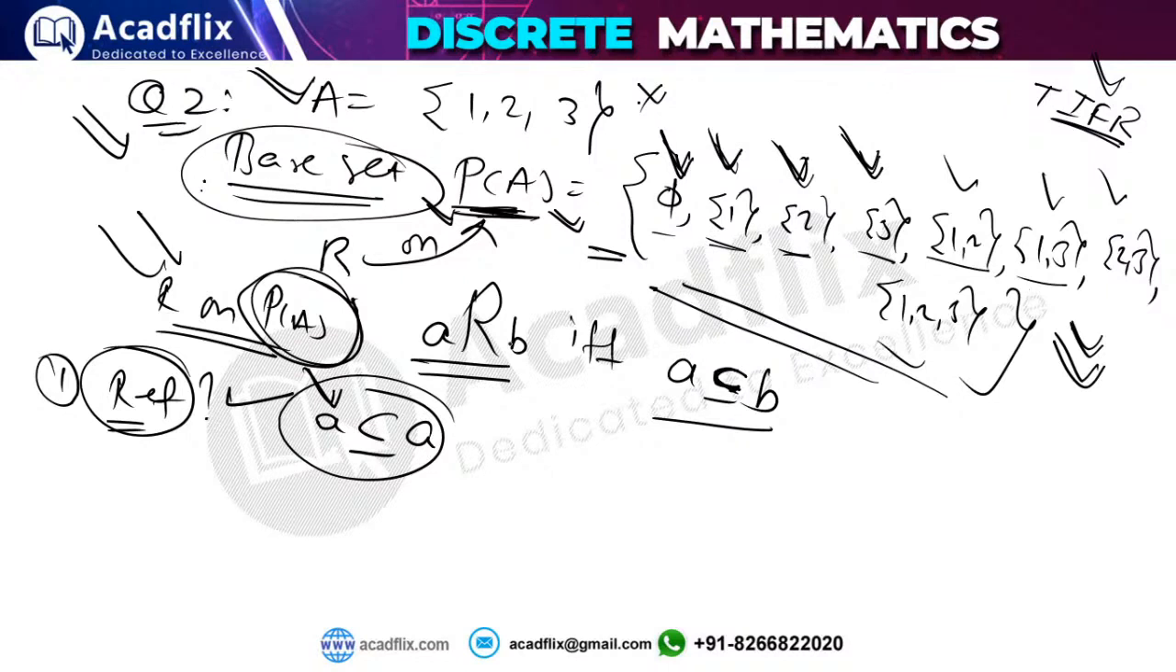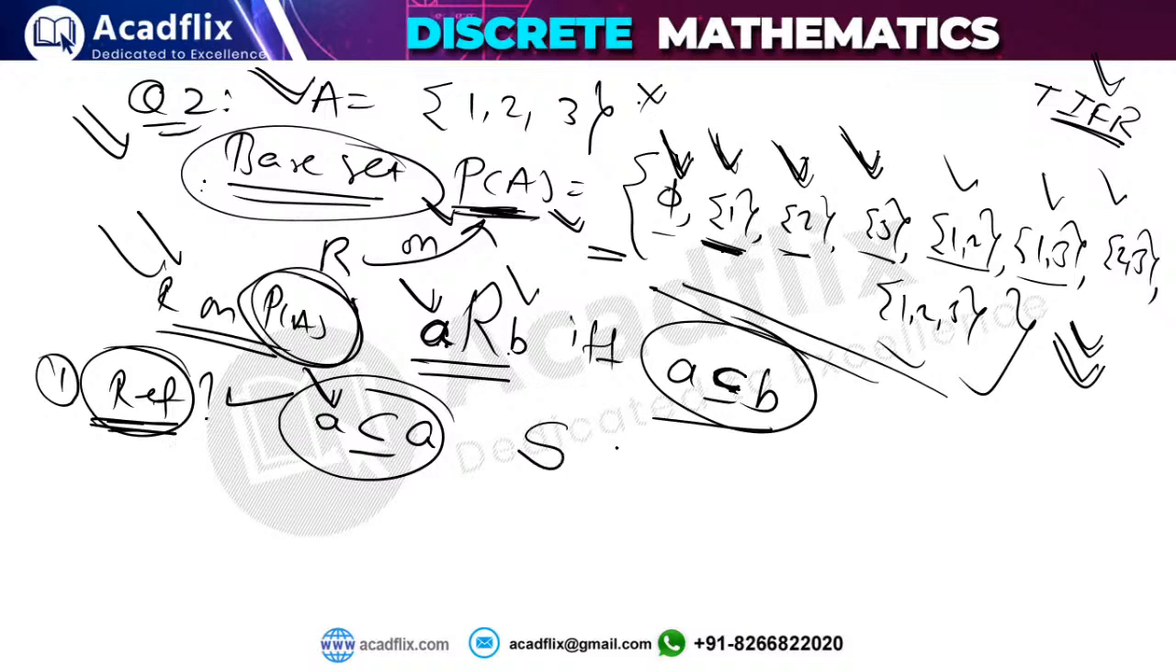Okay, now we are saying that a set A is related to set B. Remember, this A means set. Why? Because this A is an element of P(A), and an element of P(A) is itself a set. So set A is related to set B if and only if A is a subset of B. Now we are asking, is it reflexive? Yes, it is reflexive.